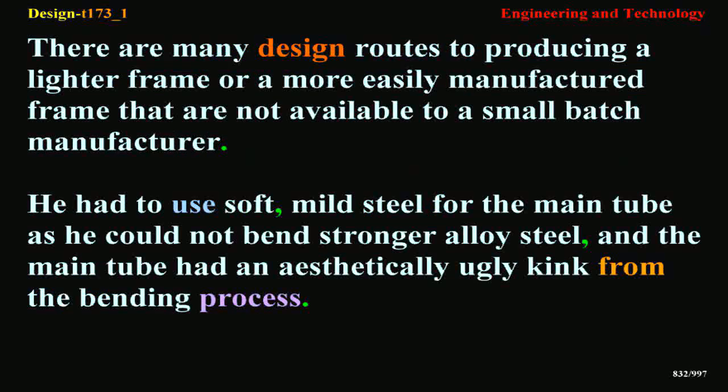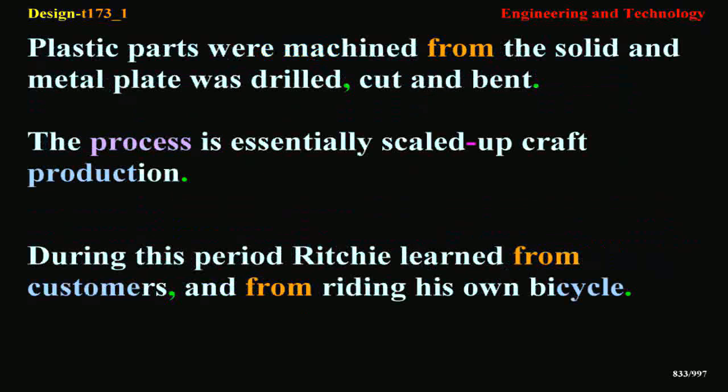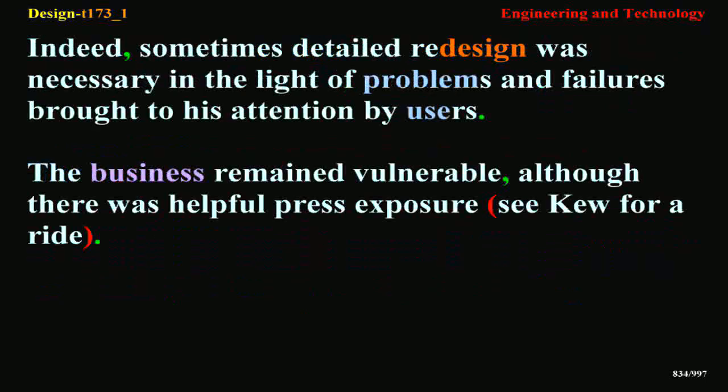He had to use soft, mild steel for the main tube as he could not bend stronger alloy steel, and the main tube had an aesthetically ugly kink from the bending process. Plastic parts were machined from the solid and metal plate was drilled, cut and bent. The process is essentially scaled-up craft production. During this period Ritchie learned from customers and from riding his own bicycle. Indeed, sometimes detailed redesign was necessary in the light of problems and failures brought to his attention by users. The business remained vulnerable, although there was helpful press exposure. See Q for a ride.